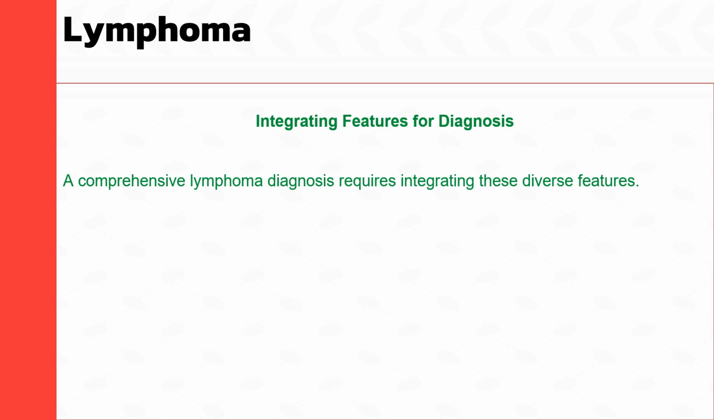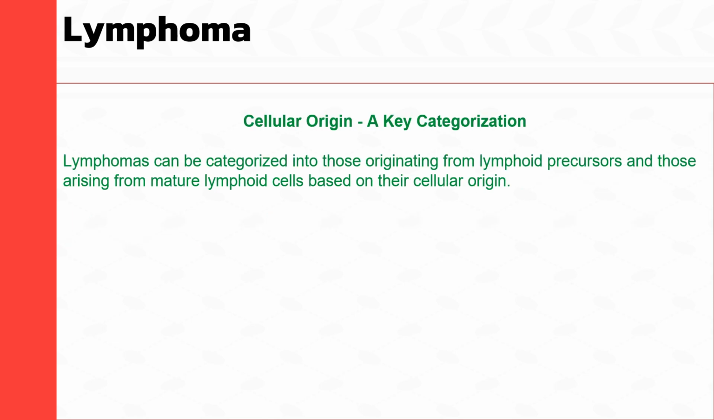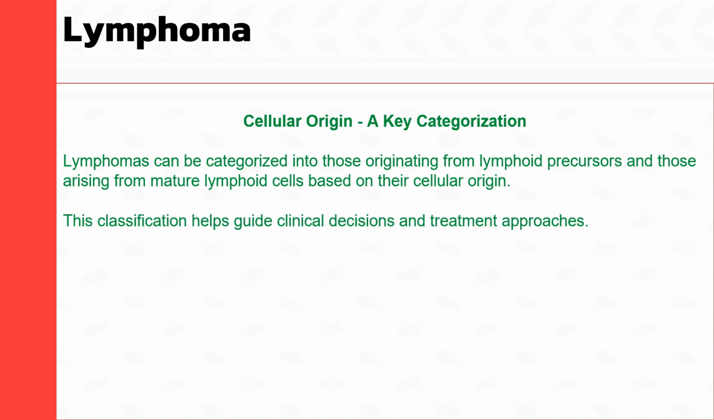A comprehensive lymphoma diagnosis requires integrating these diverse features. This holistic approach allows healthcare professionals to tailor treatment strategies to individual patients. Lymphomas can be categorized into those originating from lymphoid precursors and those arising from mature lymphoid cells based on their cellular origin. This classification helps guide clinical decisions and treatment approaches.